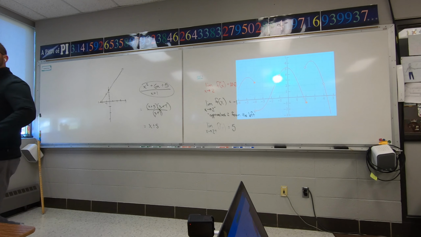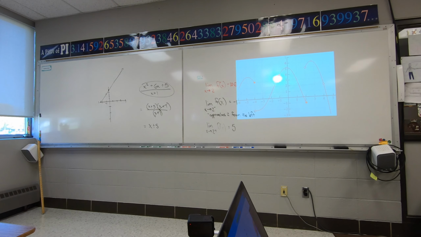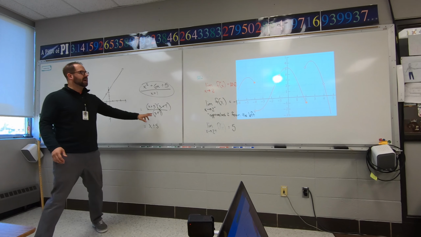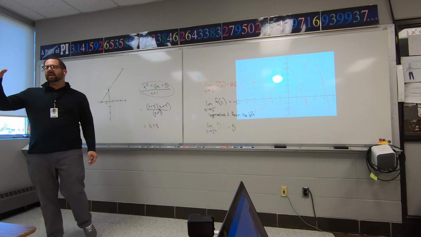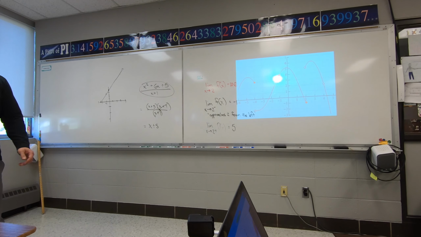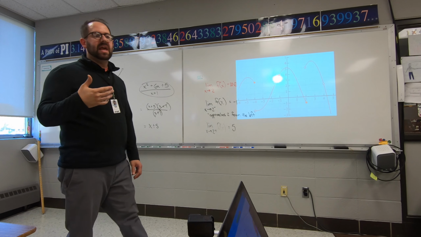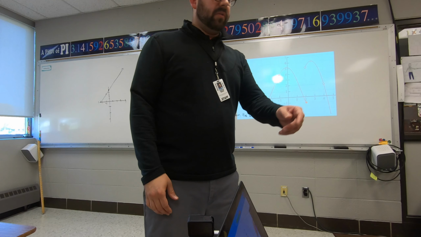Okay, it's one of those weird things where you start to see the purpose of what these are called. This is called the removable discontinuity. You removed it from the graph even though it didn't cause any issues. It didn't cause a vertical asymptote, didn't cause any other issues. So when we look at the graphs in these next couple sections, if you want to flip to the next slide here.